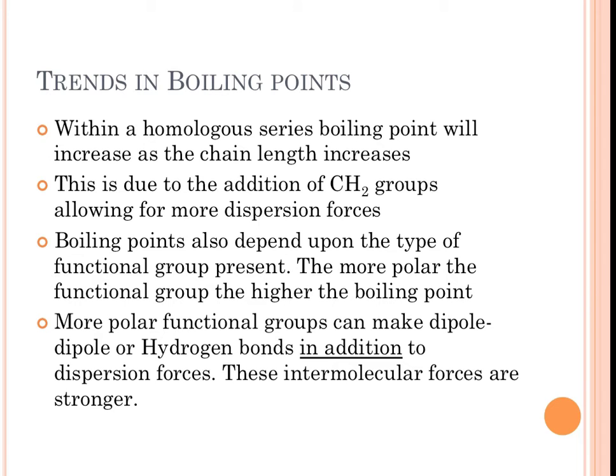So there's two things we need to consider. The first is what happens within a homologous series. And the second is what happens if we change the functional group. So within a homologous series, remember you've got the same functional groups, you've got the same chain lengths, except for your main chain. If you go along a functional group, you are adding a CH2 to the main chain.